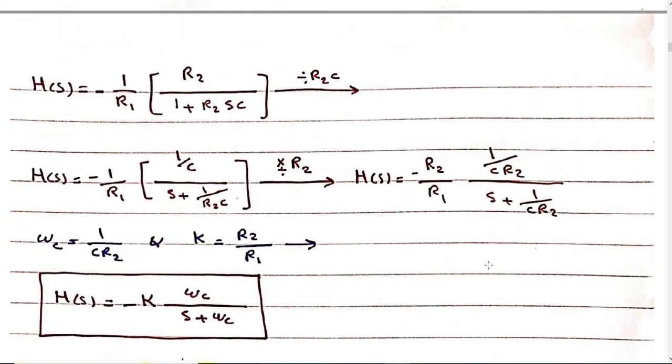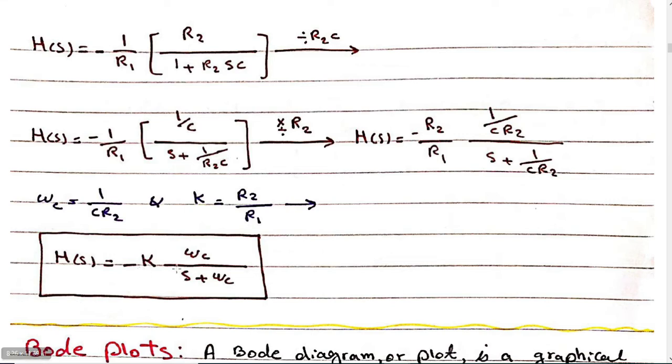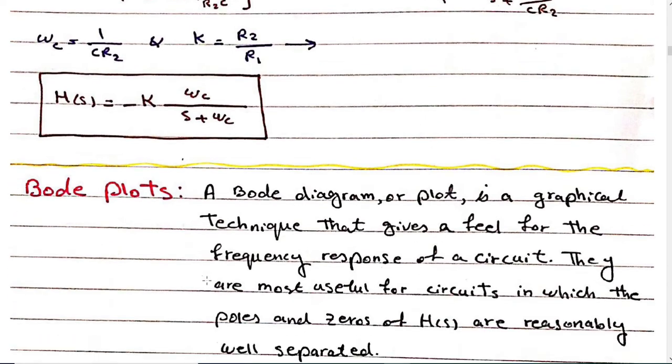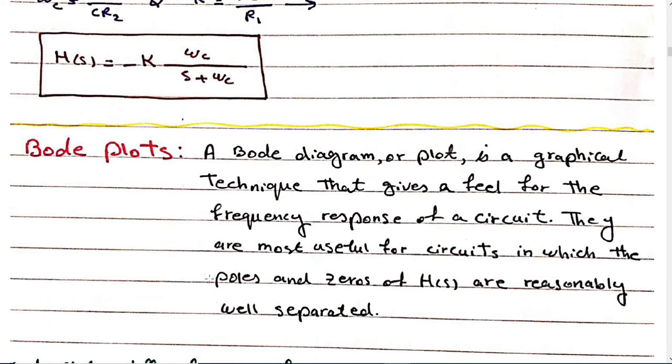So for this circuit, R2 over R1 we call K, which is the gain, and 1 over CR2 we call omega C, which is the cutoff frequency. So the transfer function is minus K multiplied by omega C over S plus omega C. Any questions?